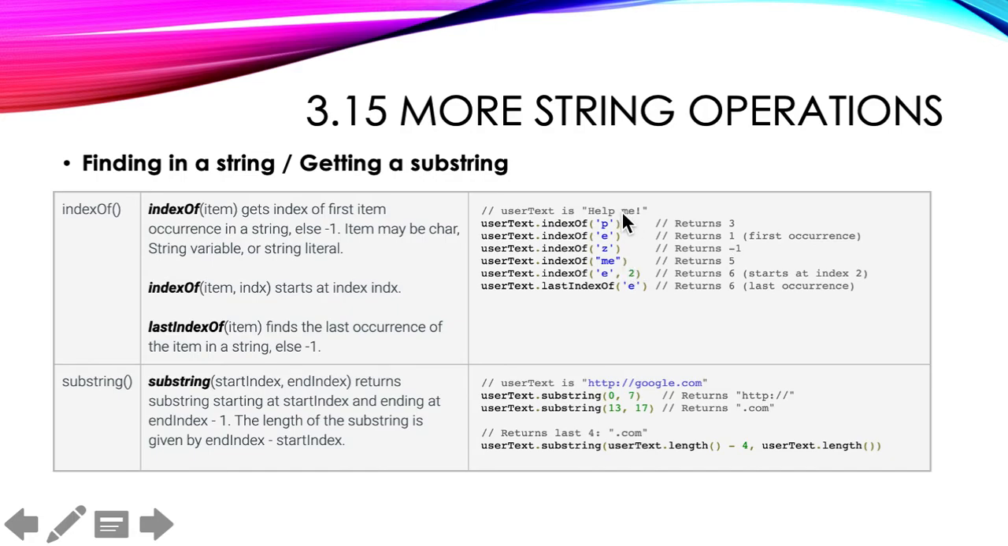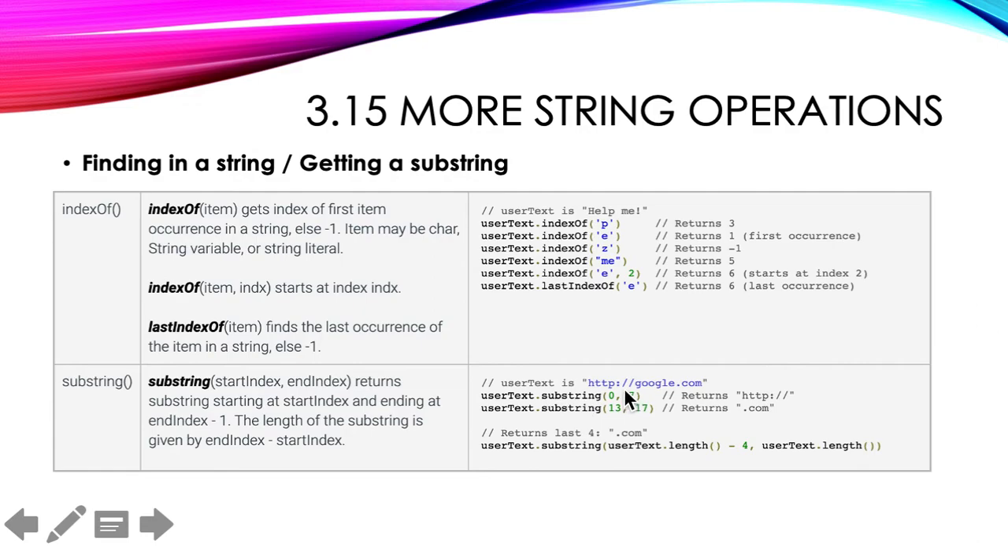"me": so we return a 6. 0, 1, 2, 3, 4, 5, yeah, correct, "me". So E with 2 means start at 2, right? Return a 6. And the last index of E is also a 6, right?